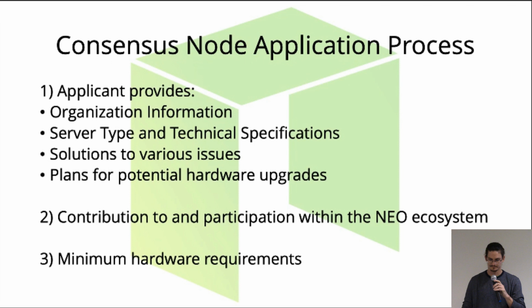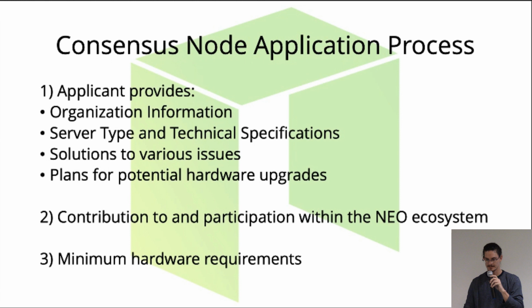With the actual consensus node application process, we can see that the applicant needs to provide personal information about their organization, solutions to various issues that might pop up when running a consensus node, and also what their plans are for whenever there are potential hardware upgrades. Again, tying back, the entities should prove that they have a contribution to and participate within the NEO ecosystem. This is something that a lot of value is being placed on, especially for the first 7 nodes that are being decentralized. And then lastly, the consensus node applicants will need to be able to meet minimum hardware requirements.